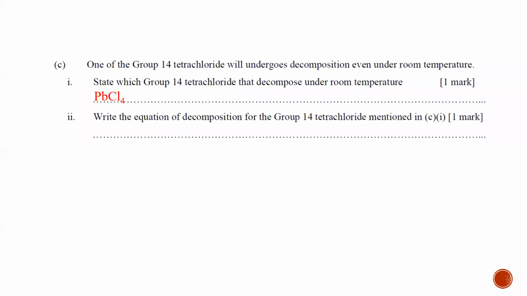Okay, so write the equation for the decomposition as mentioned. So PbCl4 will become PbCl2 plus Cl2. The reason why PbCl2 is more stable is due to the inert pair effect. So hopefully you can understand. Okay, so that is for question number 1.